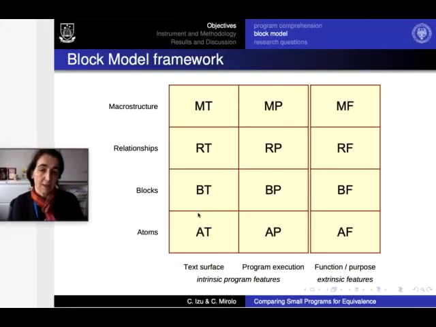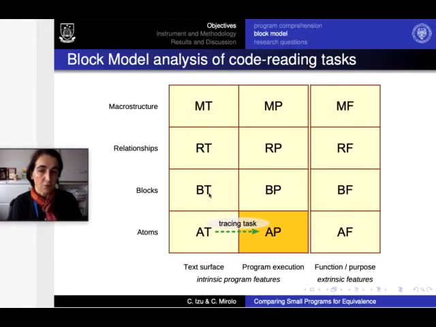So let's look at what comprehension we can expect from students. On the block model, we have rows in which we have atoms, lines, blocks of programs, relationships between the blocks and the full program. And one of the most common comprehension tasks is tracing. So in tracing, we read the lines, and we have to interpret how the program is executed. So that's what we call AP. So we're working at the bottom level of this hierarchy.